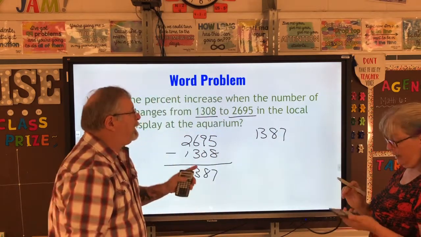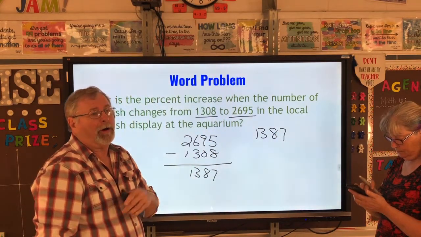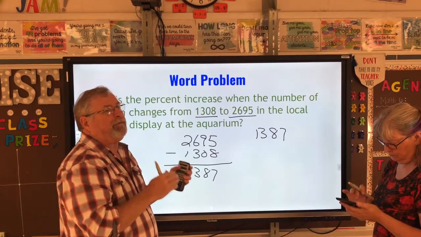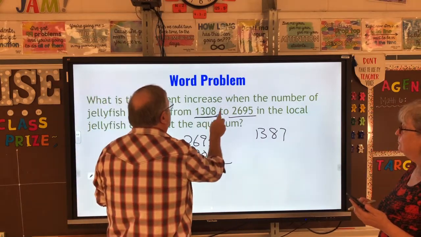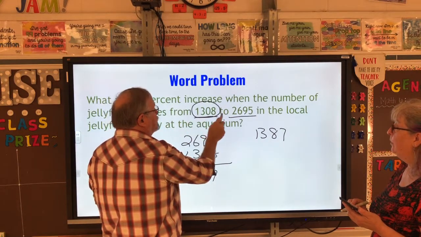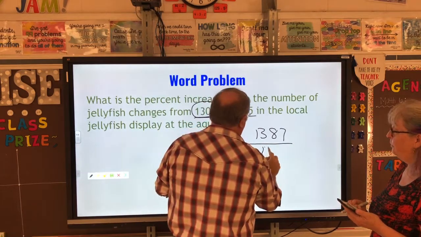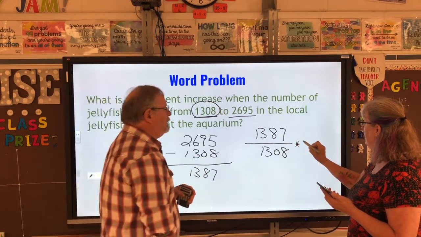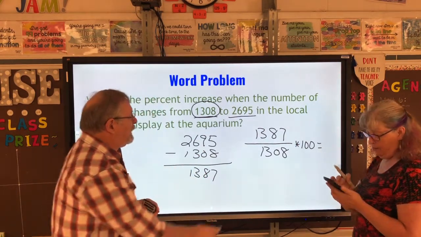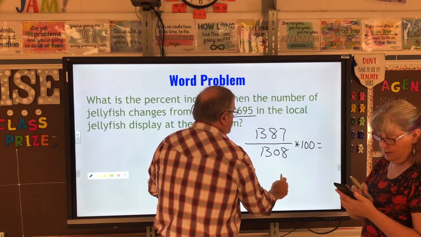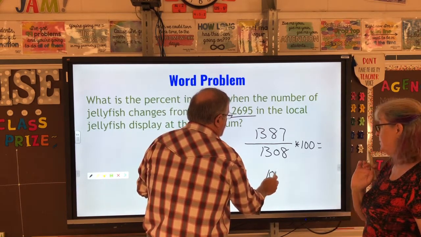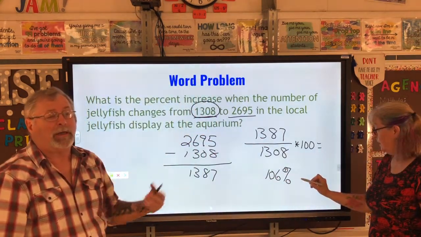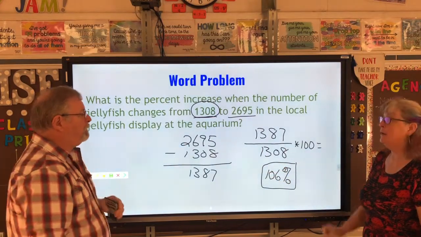So our change is 1,387, divided by, now here's always the part you have to make sure of: what was the initial? How many jellyfish were in there before the change? This looks like it's going to be more than 100% change. Times 100, and that will give you 106%. So sometimes you will get changes that are greater than 100%.